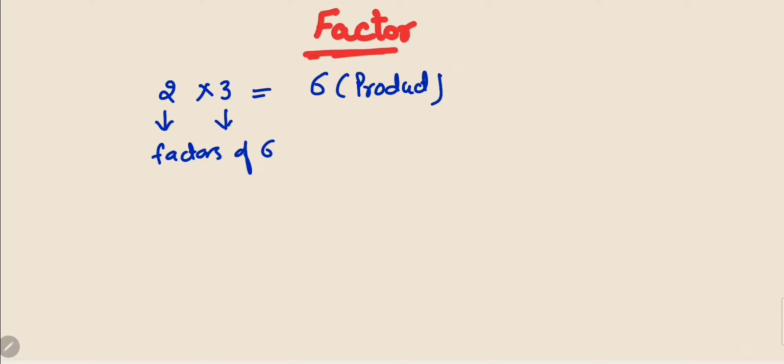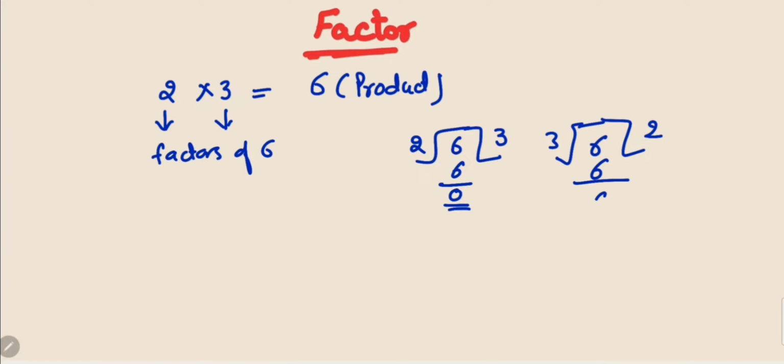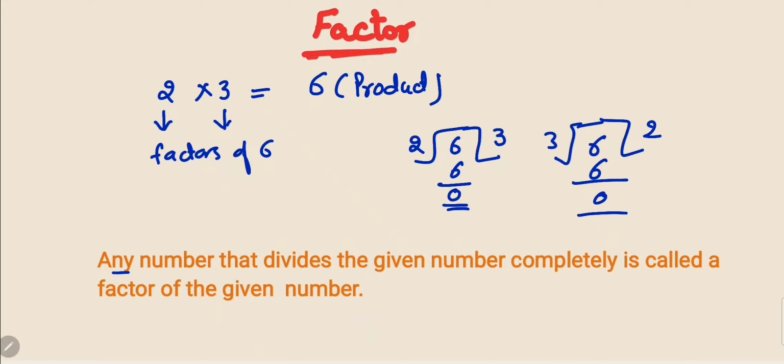In another way, we can say that if I divide this 6 with 2, my answer will be 3 and I am getting remainder equal to 0. Similarly, if I divide this 6 with 3, my answer will be 2 and I will get remainder equal to 0. In other words, any number that divides the given number completely is called a factor of the given number. So, after dividing 6 with 2 and 3, our remainder is equal to 0. That's why 2 and 3 are factors of 6.